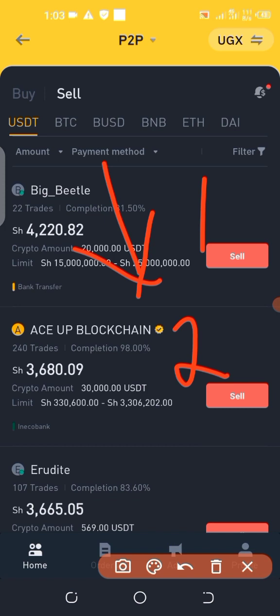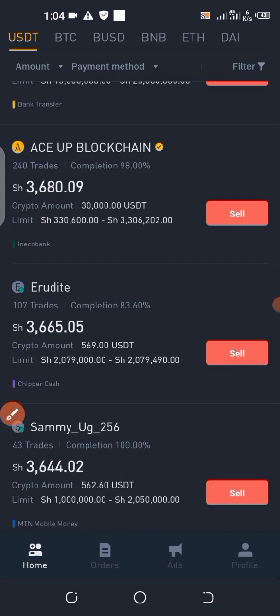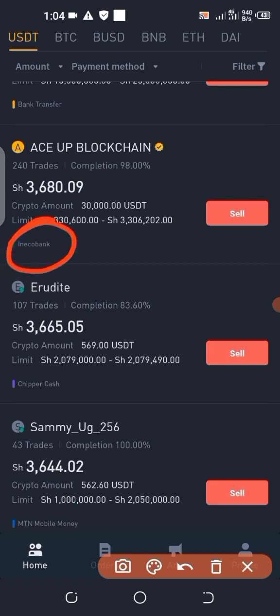So everybody will be wanting to sell to this person. You understand? But he's offering only bank transfer as the payment method. So if you have USDT and you want to sell them to this person, you must be able to transfer to his bank account. You understand? Okay. So this person is also in EcoBank. So most of these people are not even Ugandans, they are just making money through arbitrage.